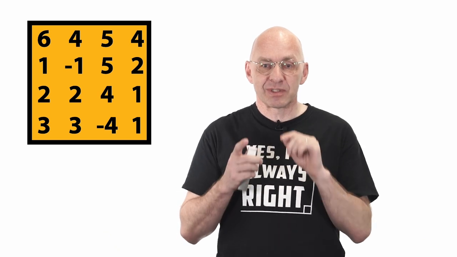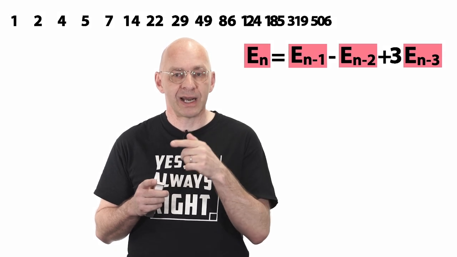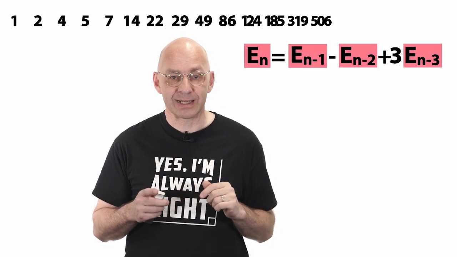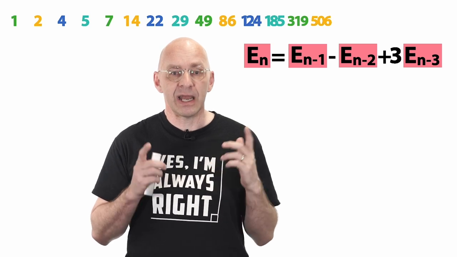Don't worry, just run with it. Let's start with the mystery recurrence sequence from earlier, the one thrown at you by your mortal enemy. Remember, its formula turned out to consist of four consecutive turns, and so we'll also color in the sequence with four colors, like this. Green, yellow, blue, cyan, green, yellow, blue, cyan, and so on.